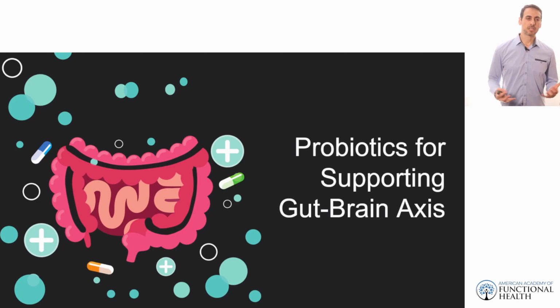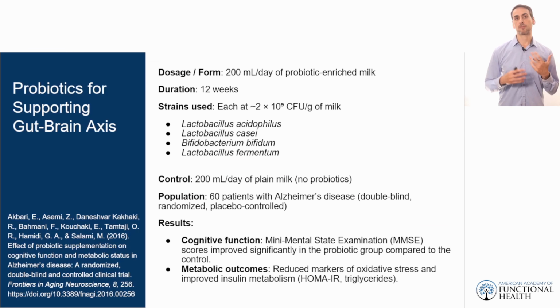And I wanted to give you a really practical example for using probiotics to support this axis. So here's a really interesting study. It was published in Frontiers in Aging Neuroscience, and it was a double-blind, randomized, placebo-controlled study. One group received a probiotic-enriched milk for 12 weeks, and you can see the 4 different types of probiotics, while the other group received plain milk with no probiotics. And this was in patients with Alzheimer's disease, 60 patients with Alzheimer's disease.